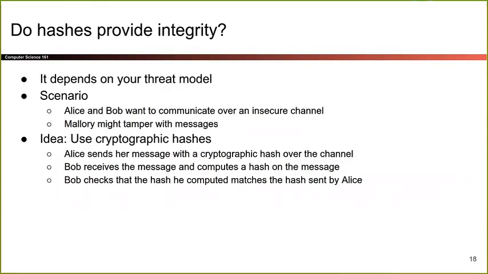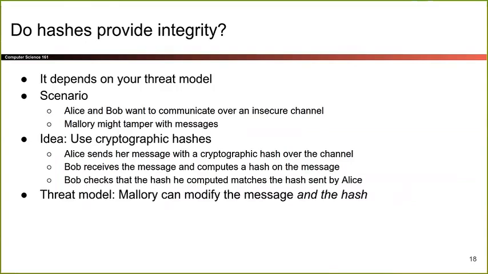And the reason why it's no is because Mallory can just change the hash, right? So if Alice sends "hello, Bob" and then the hash of "hello, Bob," Mallory can just take that message, throw it out, and replace it with her own message that says "screw you, Bob," and then hashes "screw you, Bob." That will be accepted by Bob, because Bob will check the hash and it matches. So Mallory modifies the message and the hash, and now hashes don't provide integrity. Oops.